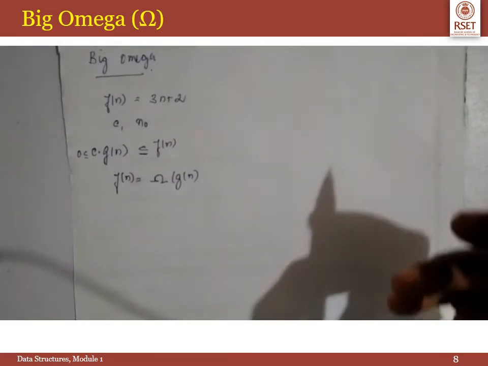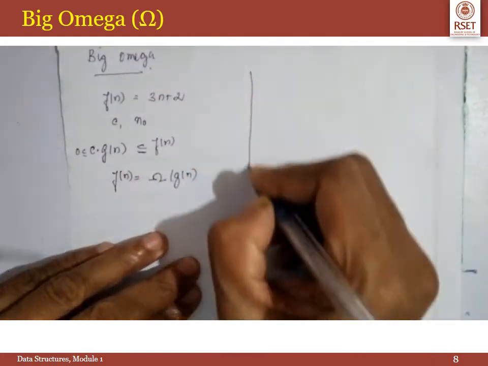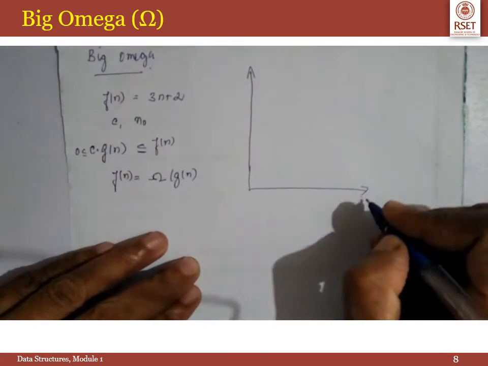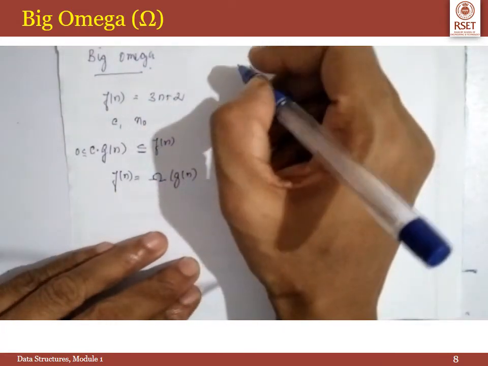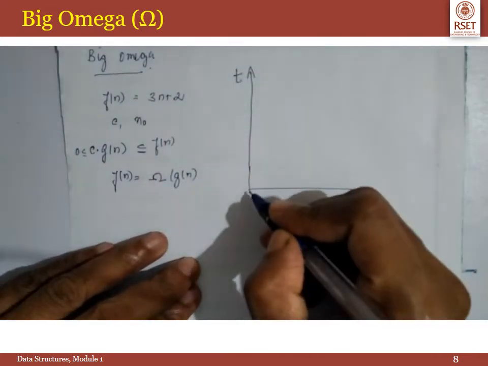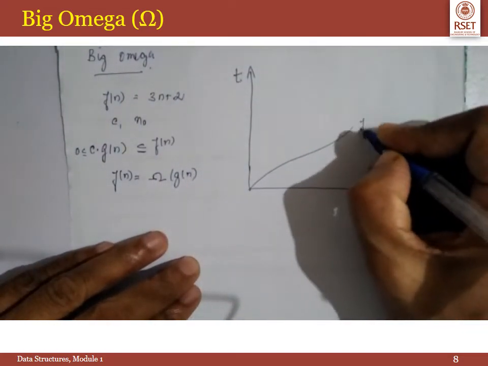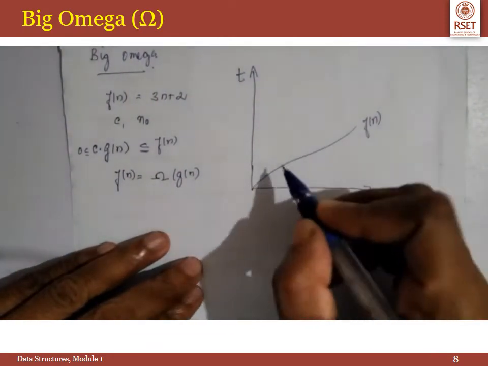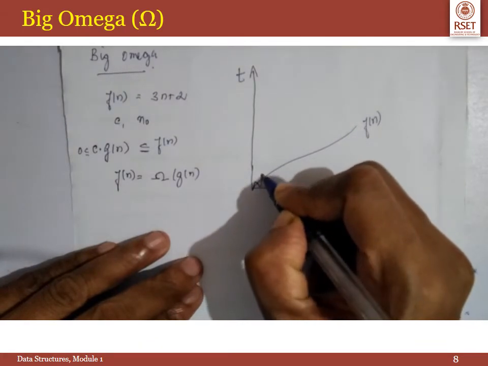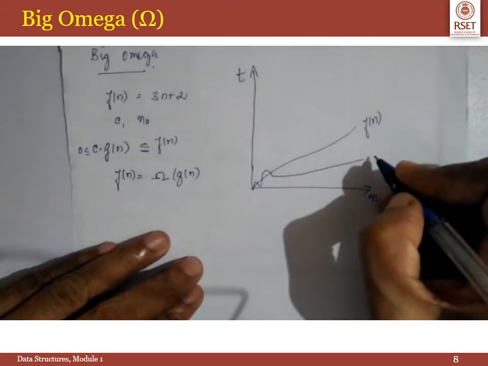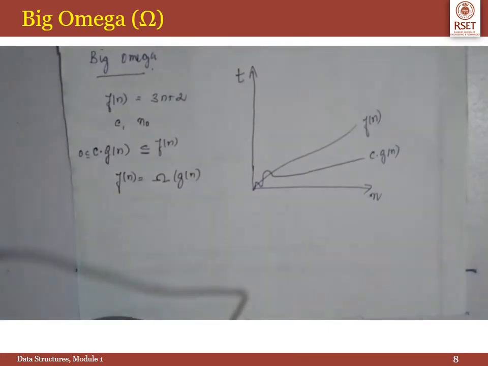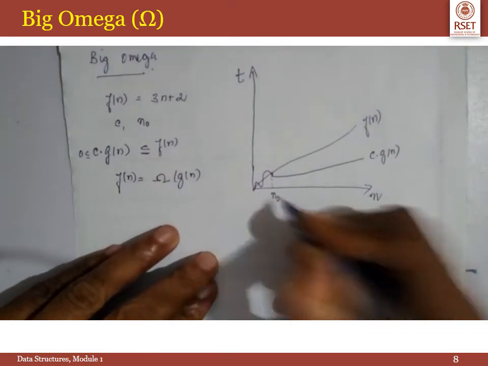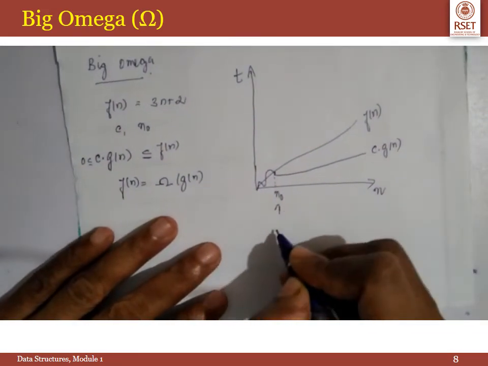Okay. Now let us draw the plot. Maybe on the x-axis I can represent n, and on the y-axis say time t. Suppose this is your function f of n. Now your aim is to identify c into g of n. Suppose this is c into g of n. That is, say this being your break-even point n0. This is your break-even point n0.